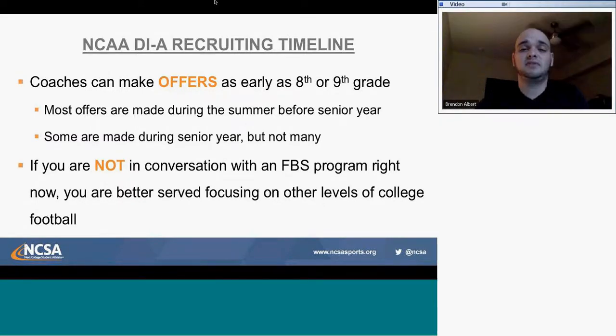I know a couple years ago, Lane Kiffin, who's now the head coach at Florida Atlantic, when he was head coach at USC, he offered a 7th grader. So the offers can start as soon as you're really playing middle school football.